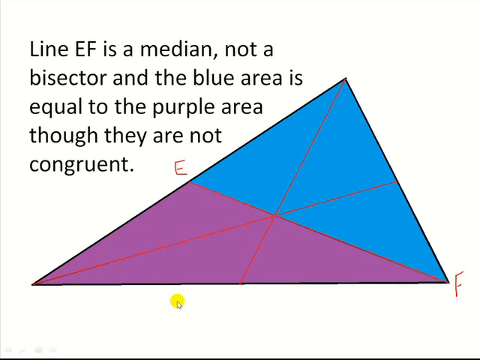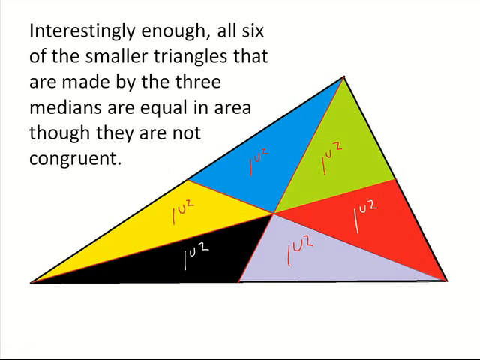Line EF is a median, not a bisector, and the blue area is equal to the purple area, though they are not congruent. So this blue area is exactly the same amount of area as the purple area. They're just not congruent triangles. And interestingly enough, all 6 of the smaller triangles that are made by the 3 medians are equal in area, though they are not congruent.